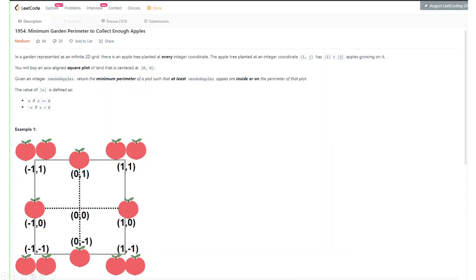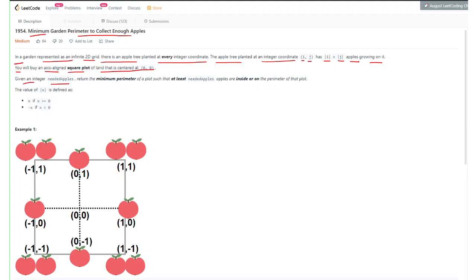Hello guys, so in this video we are going to see this particular problem, minimum garden perimeter for collecting enough number of apples. Okay, so let's see what the question says. In a garden represented as an infinite 2D grid, there is an apple tree planted at every integer coordinate. The apple tree planted at integer coordinates I comma j has mod of I plus mod of j apples growing on it. You will buy an axis aligned square plot of land that is centered at 0, 0.